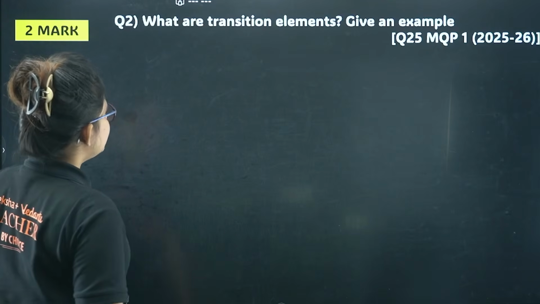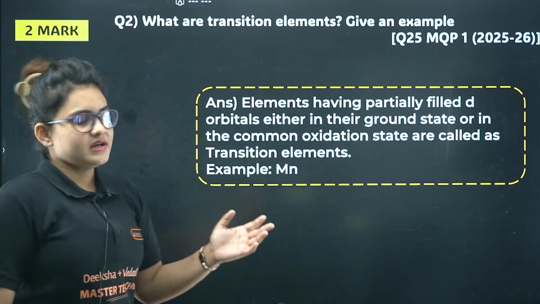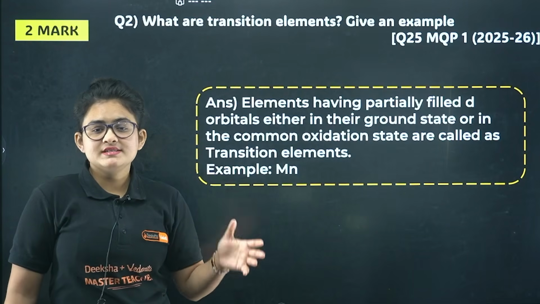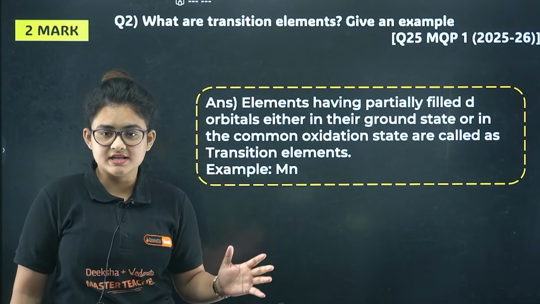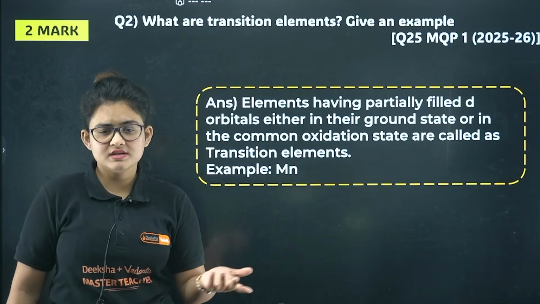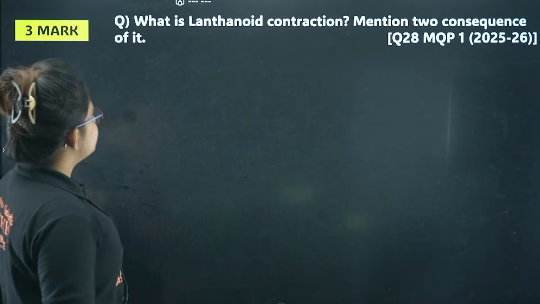Next, let's proceed. What are transition elements? Give an example. So as you can see, elements having partially filled d orbitals either in their ground state or in their common oxidation state, they are called transition elements. You can take the example of manganese. Okay, so let's proceed further.